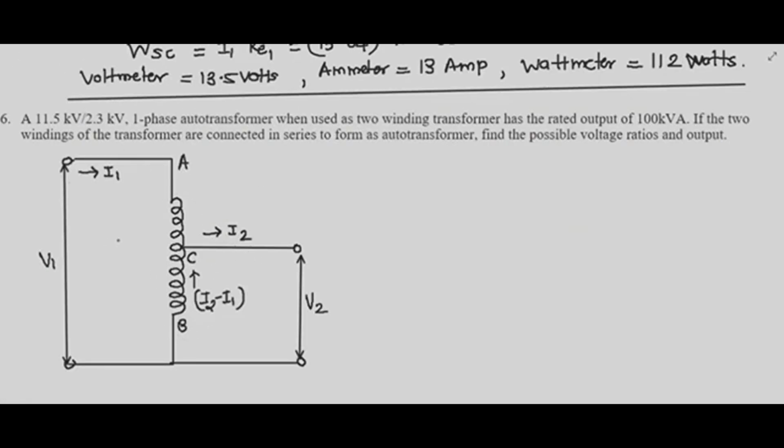Auto transformer is a single winding transformer. Okay. So I have marked the terminals of this single winding A, B, C. The center terminal, the common terminal, I have taken as C. Okay. Now there are two possible connections here. I will just write it down here. There are two possible connections.